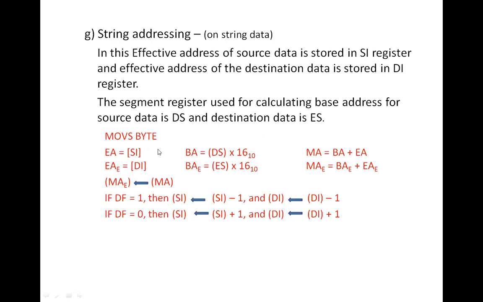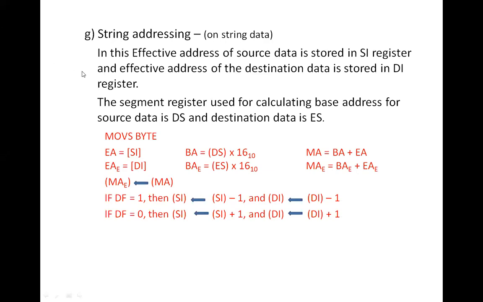So how will we go? Suppose this is the instruction which is written for string manipulation: MOVSB. What will it do? It will copy a byte from one place to another place. Now we don't know what the address is, so we have to calculate the address. First we will calculate the address of the source. We have to move the data from one place to another, so we must know the address of the source and the address of the destination. So both addresses must be calculated.